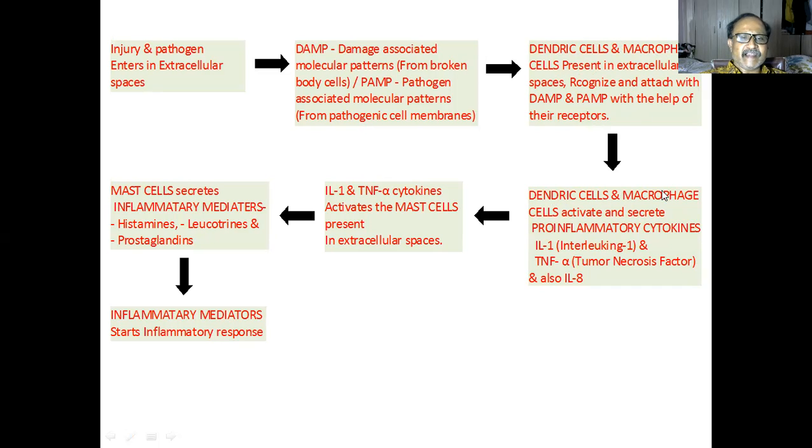Next, what happens? These dendritic cells and macrophage cells activate and secrete pro-inflammatory cytokines, that is interleukin 1 and tumor necrosis factor alpha, and also interleukin 8, IL-1, TNF alpha, and IL-8. Then next, this IL-1 and TNF alpha activate the mast cells present in extracellular spaces. These mast cells secrete the inflammatory mediators, that is histamine, leukotriene, and prostaglandins. And these inflammatory mediators start the inflammatory response.